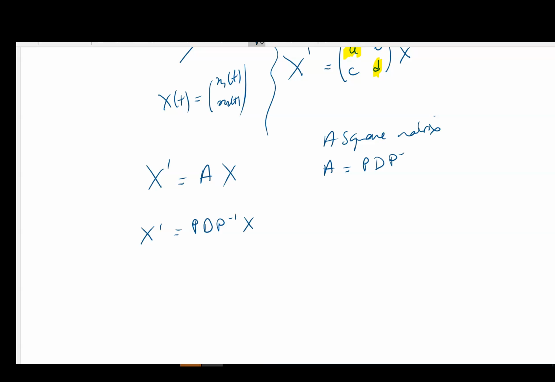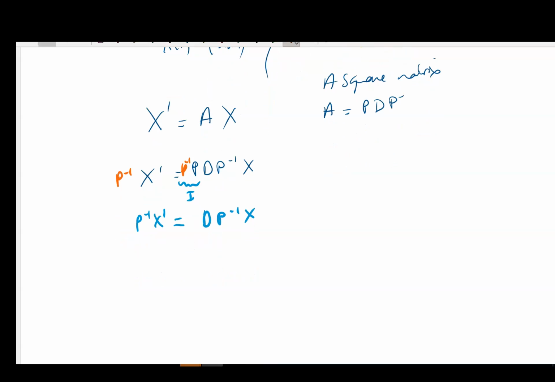All right, let's multiply both sides of this equation by P minus 1 on the left. So I get P minus 1 here, P minus 1 here, okay? Right, so what do I get? First thing that I get is that those two P minus 1 times P, that's just the identity, so that's the neutral element. So I can just rewrite this as D P minus 1 times X, and P minus 1 times X prime. Good thing is, observe that we have P minus 1 X, P minus 1 X prime.